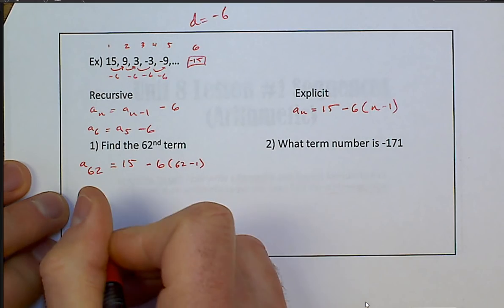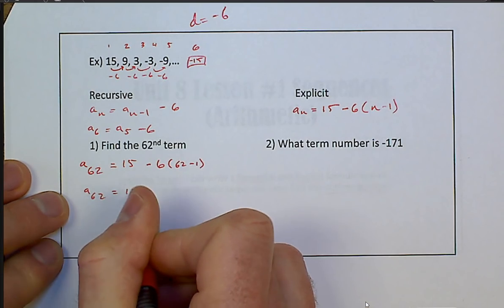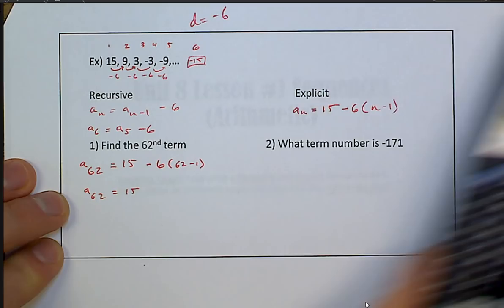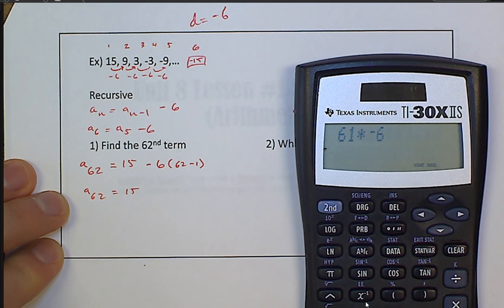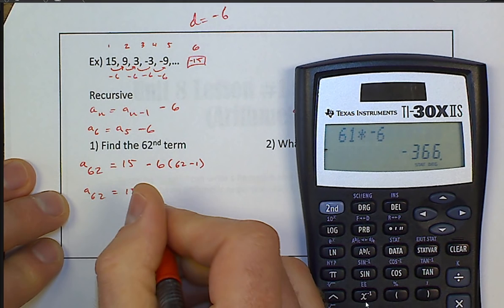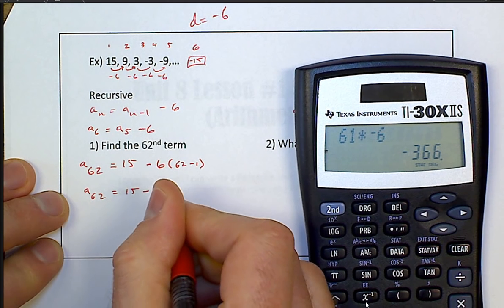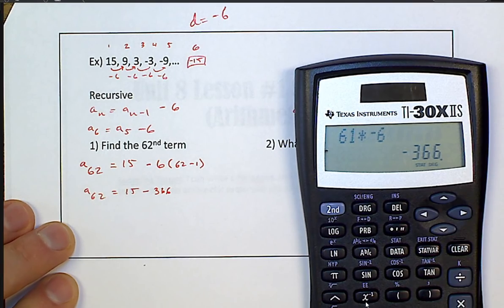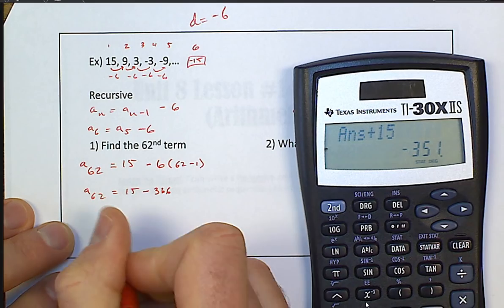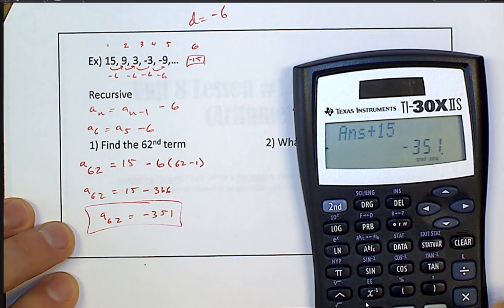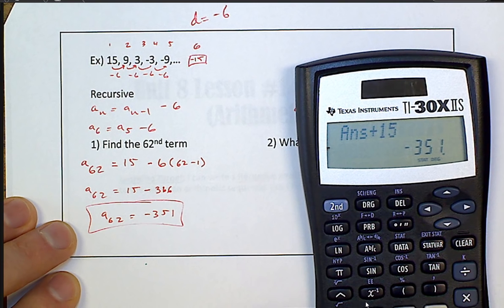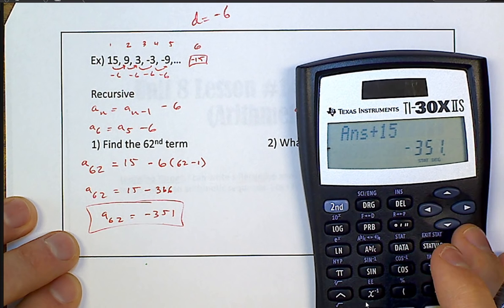So a sub 62 would equal 15. And now in your calculator, I'm going to go 62, so it's basically 61, right? 61, I'm going to times that by negative 6. And I get negative 366, okay? And then I'm going to add basically 15 to that, and I get a sub 62 equals negative 351. So the 62nd term in this sequence here would be negative 351.